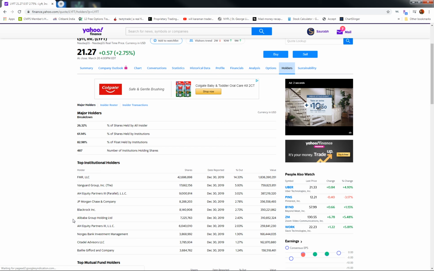So right here you can see JP Morgan Chase, BlackRock, Alibaba. There's a lot of companies that actually bought this one, who are actually still holding it. And even the big companies make mistakes.